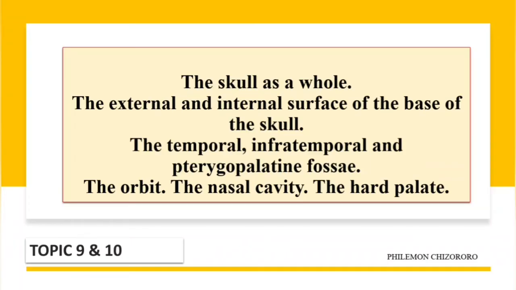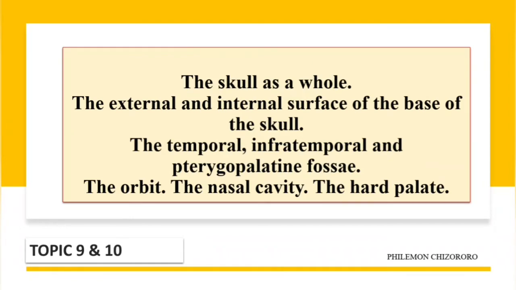Basic medical sciences, welcome. In this lecture, we are going to talk about the skull as a whole. We're going to cover the external and internal surface of the base of the skull. We'll talk about the fossae: the temporal fossa, infratemporal fossa, pterygopalatine fossa. We'll talk about the orbit, the nasal cavity, and the hard palate.